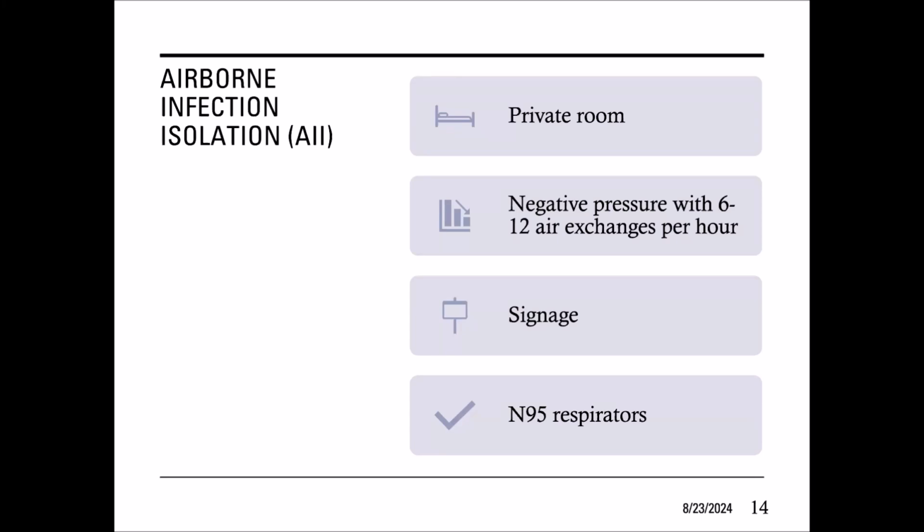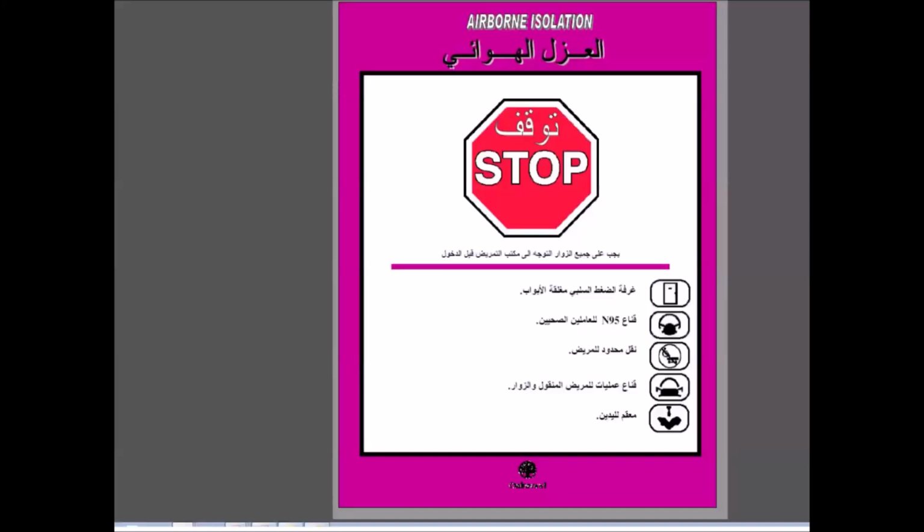We're all used to N95 masks now. Now, this is a sign that we use at our hospital, and it's in Arabic, because we have a large Arabic population in our community in Southeast Michigan. And you may need to have culturally sensitive signs. English signs may not work for everyone. And you don't want family or neighbors walking in not aware that the patient is in isolation. So you may want them in English and the language that the patient's family speaks.